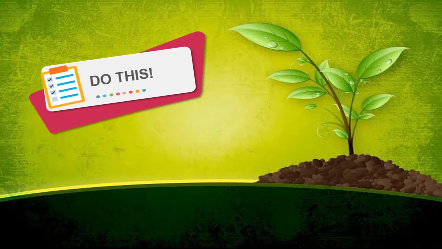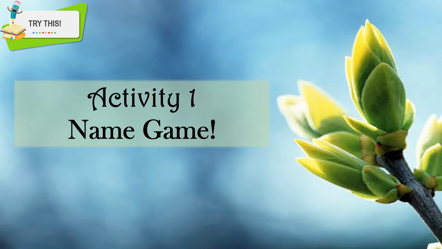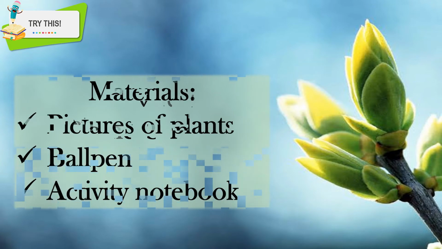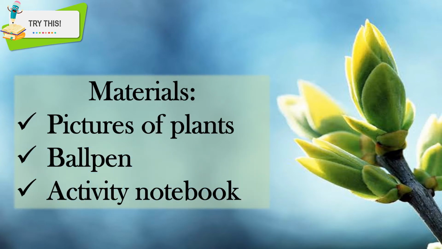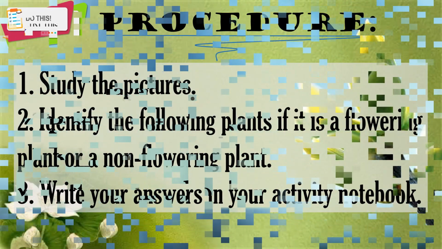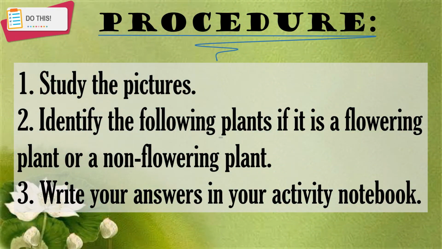Do this activity. Activity 1 is entitled Name Game. Materials needed are pictures of plants, ball pen, and activity notebook. The procedures are: study the picture. Identify the following plants if it is a flowering plant or a non-flowering plant. Write your answers in your activity notebook.